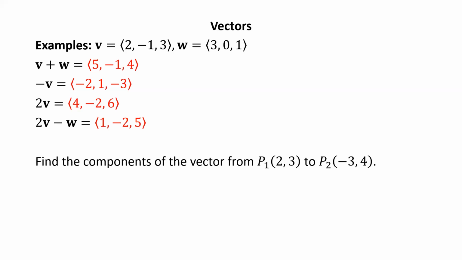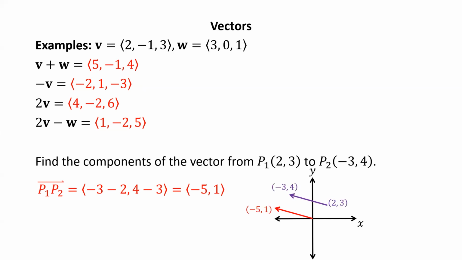Find the components of the vector from the point P1 with coordinates 2, 3 to the point P2 with coordinates -3, 4. The idea here is that to get this vector into standard position, we have to move the point P1 to the origin by subtracting 2 from the x coordinate and 3 from the y coordinate. Therefore, we should do the same thing to the point P2. So we get the vector P1P2 in component form by taking -3 minus 2, 4 minus 3, and we get, well, -3 minus 2 is -5, and 4 minus 3 is 1.